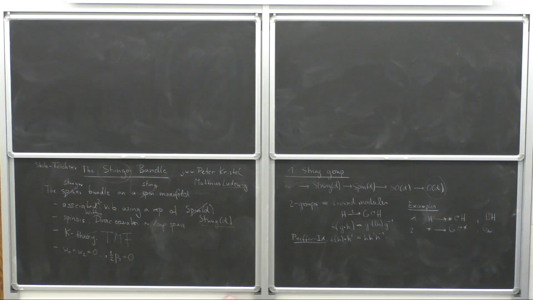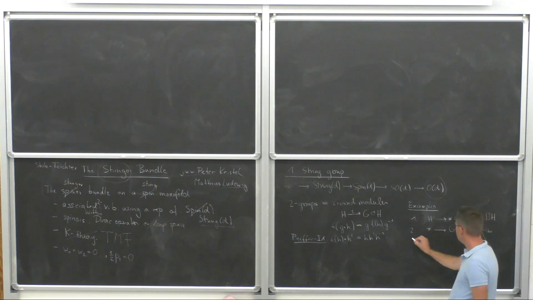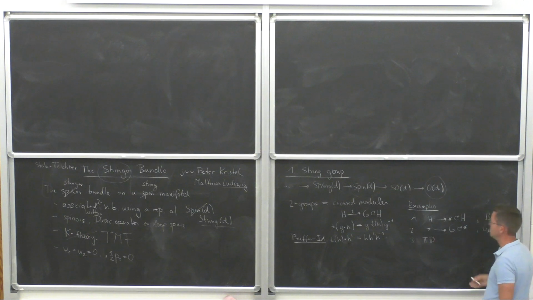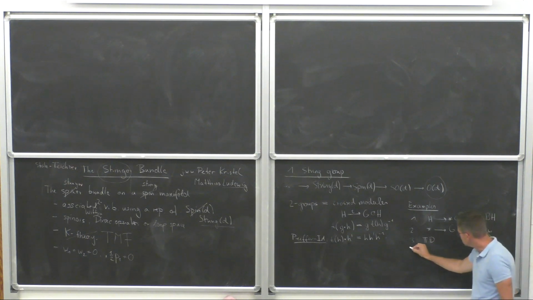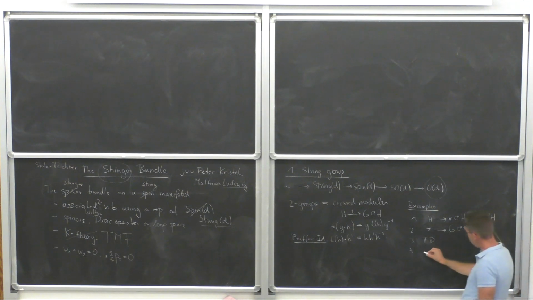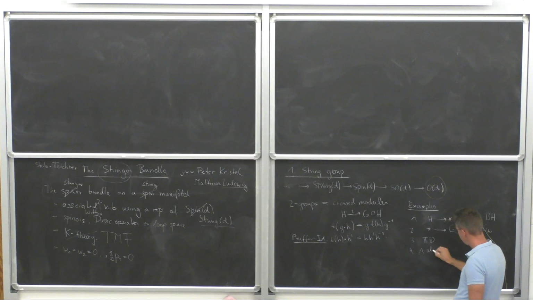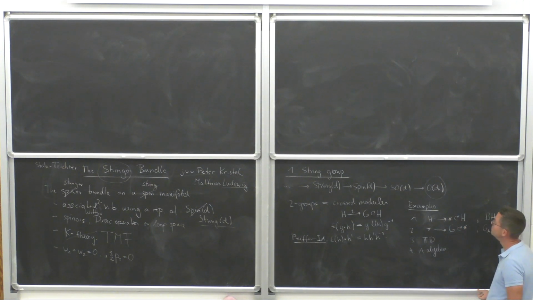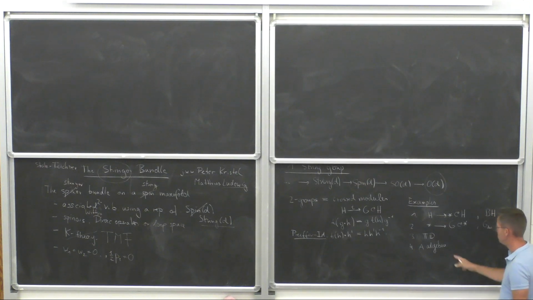Okay, so there are more examples. For example, there is a group responsible for T-duality. I do not want to talk about this today. One example that's going to be relevant later is the following. Take an algebra, A. Can people see this, or should I move? Okay, I'll switch to the other blackboard in a second.